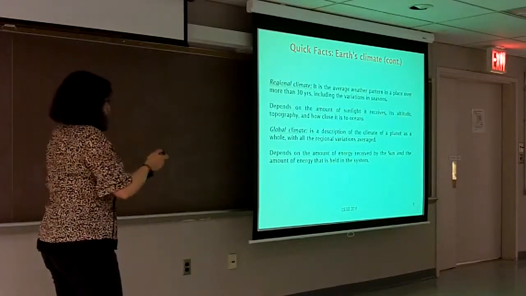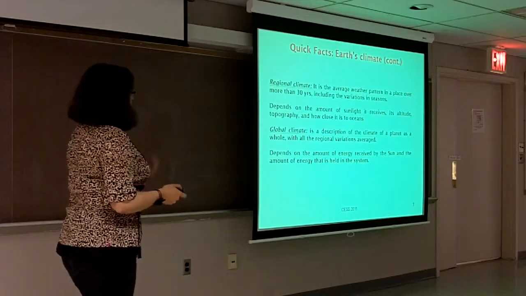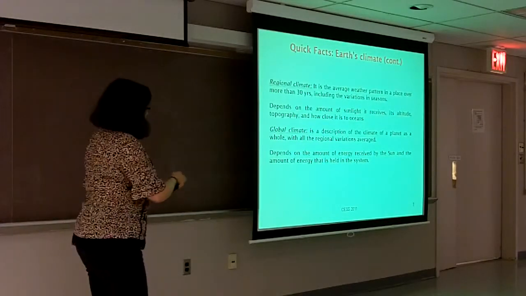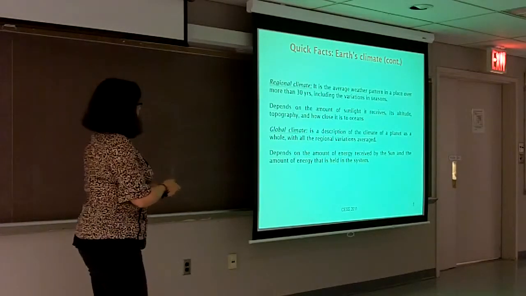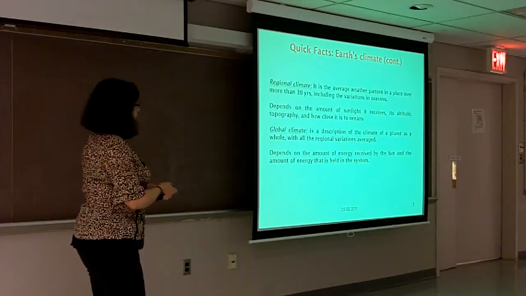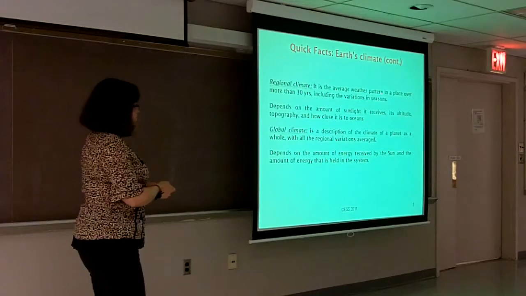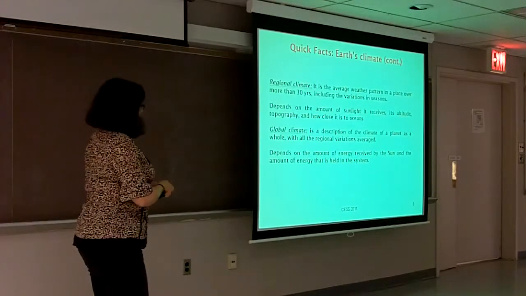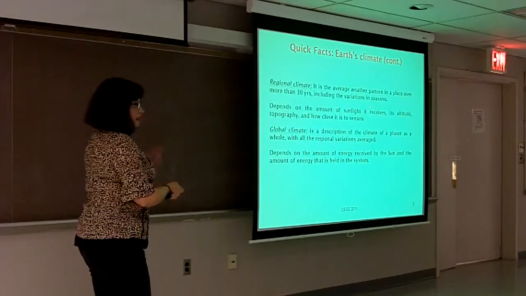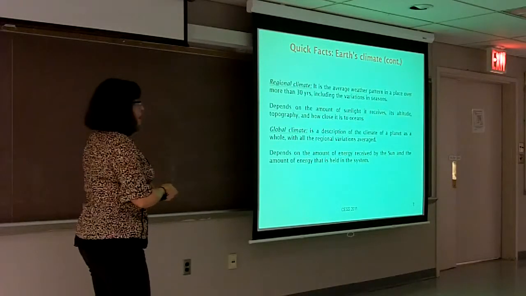So in general, we can talk about the regional climate and the global climate. The regional climate is the average weather pattern in a place over more than 30 years, including the variation in seasons. The regional climate depends on the amount of sunlight the Earth receives from the sun, the altitude, the topography, and how close the place is to the oceans.